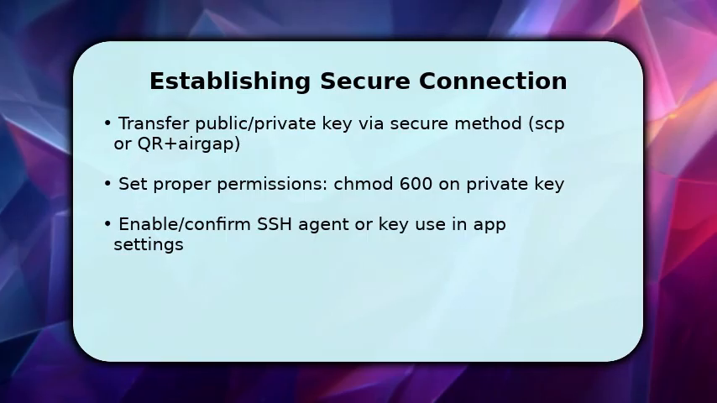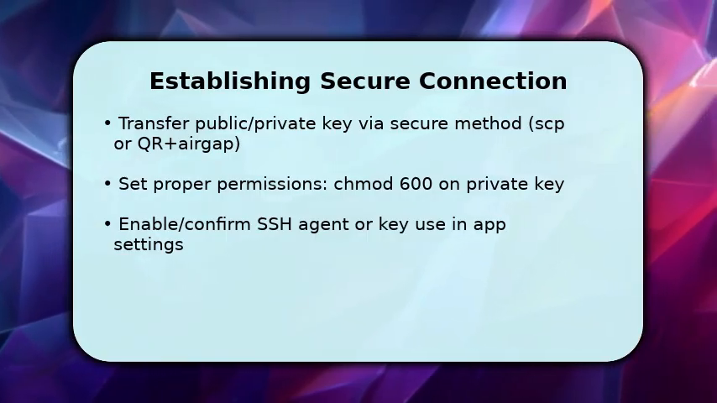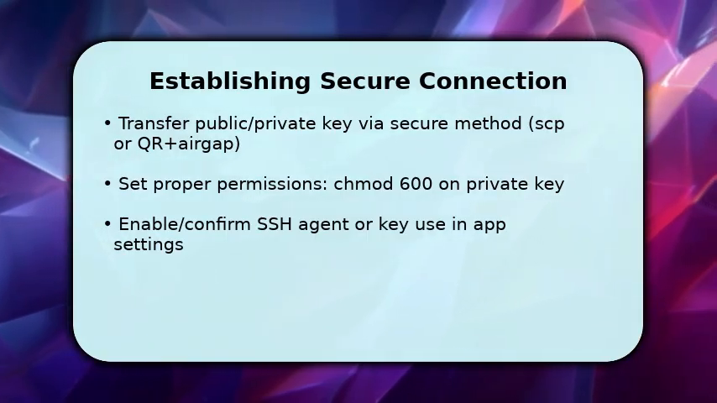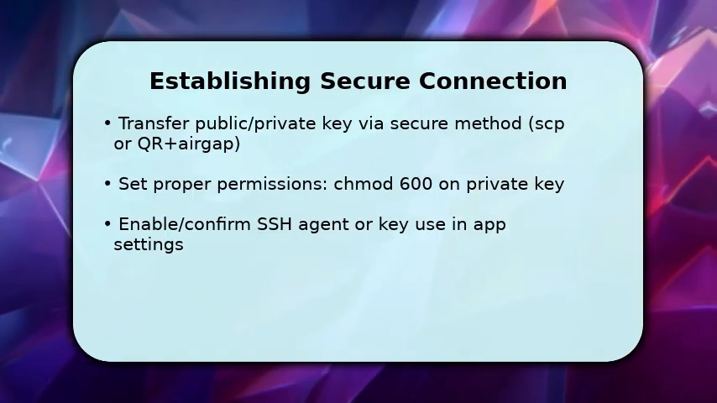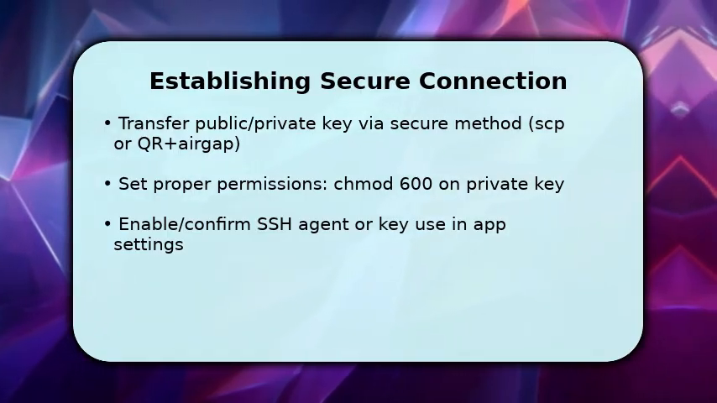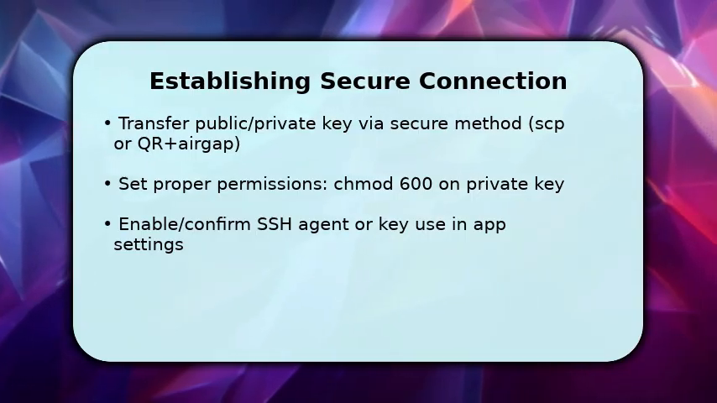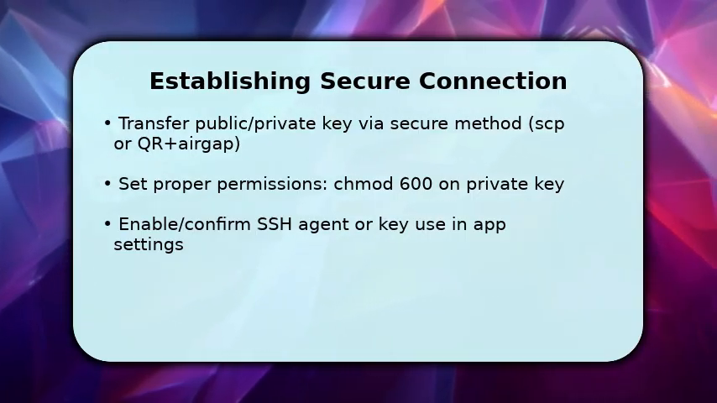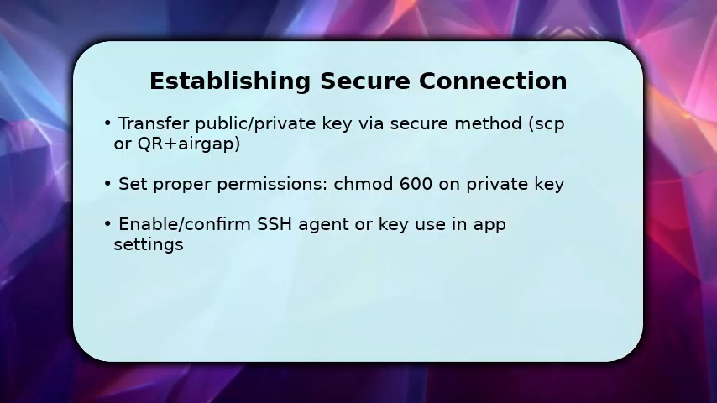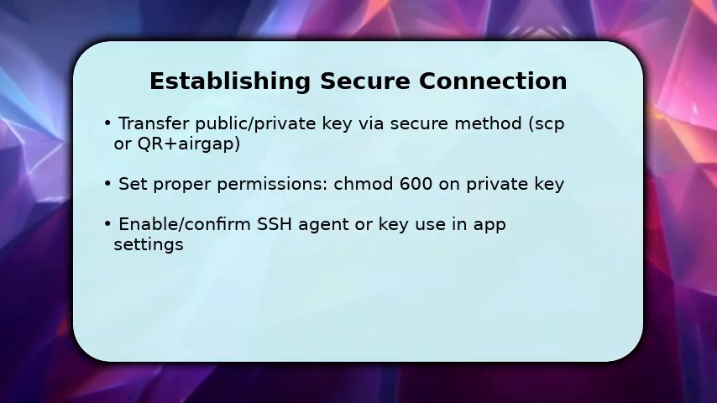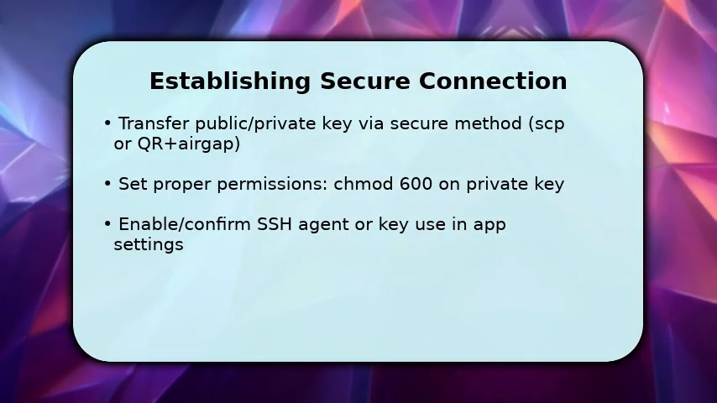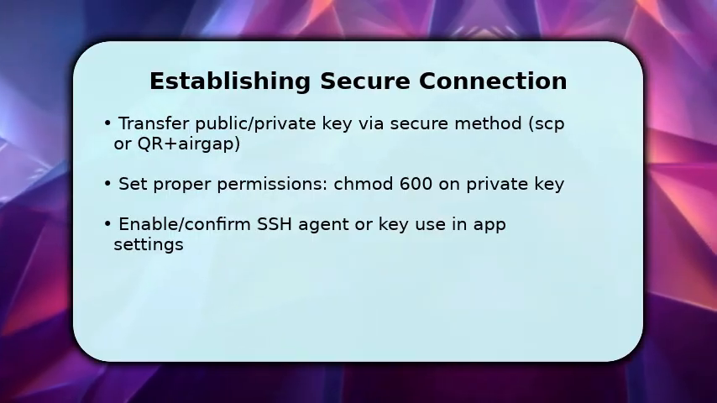You now transfer and secure keys. Use SCP from another trusted machine or a QR/air-gap method to avoid exposing secrets. Once the private key is on your phone, set permissions with chmod 600 so SSH will accept it. Next, configure your SSH client to use the key or enable the SSH agent in Termux. This speeds login and avoids password prompts.